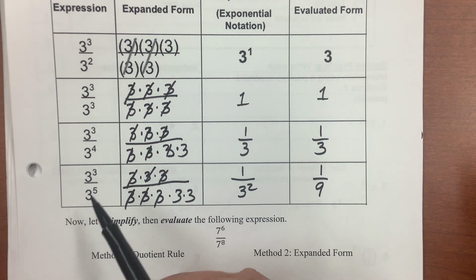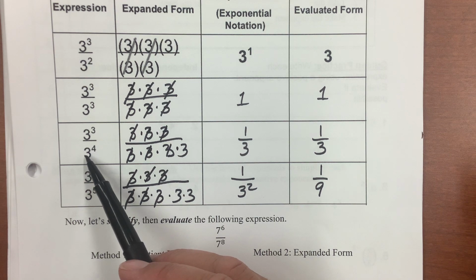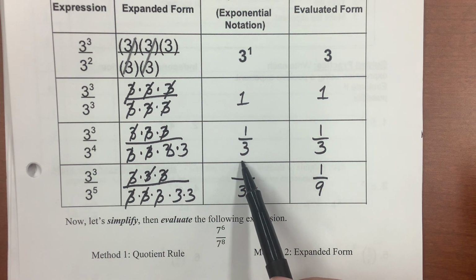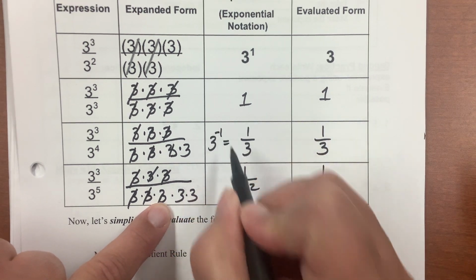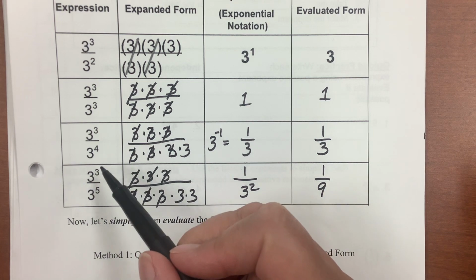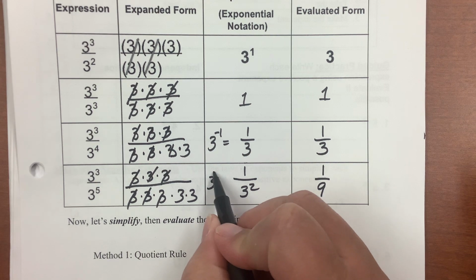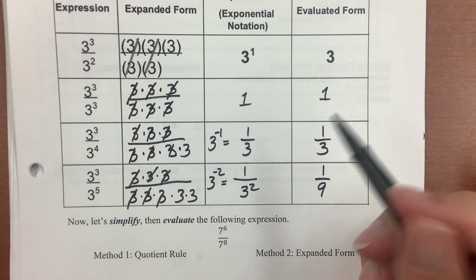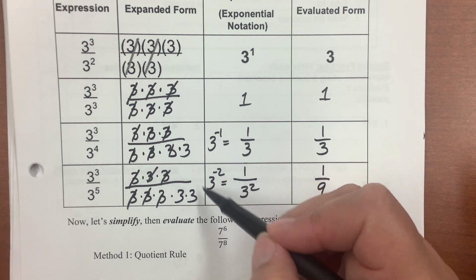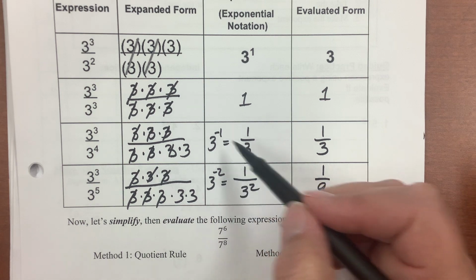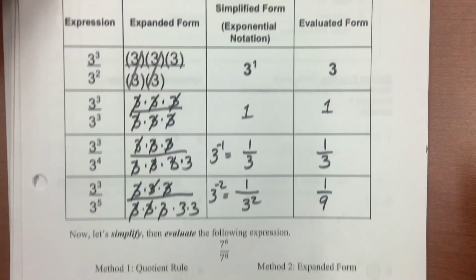What happens, though, if we do this? 3 minus 4, that'd be 3 to the negative first power. But if we do this one, 3 minus 5, that's -2. It's 3 to the negative second power. This is the real exponential form, but that's exponential also. And that's where we're going to get into today: these negative exponents.